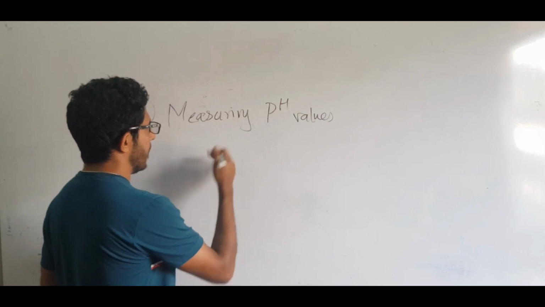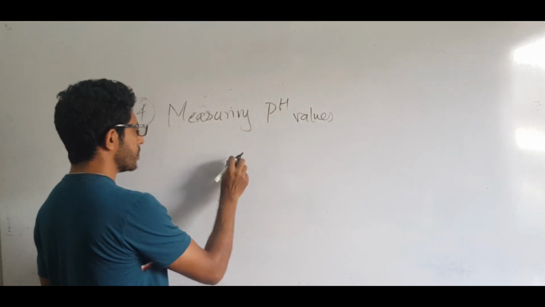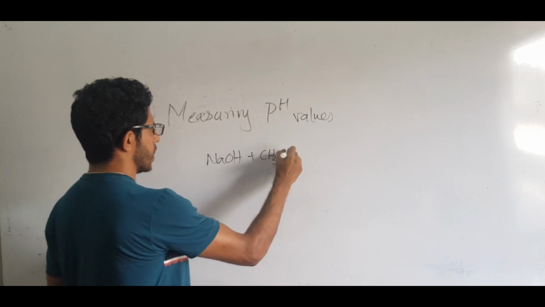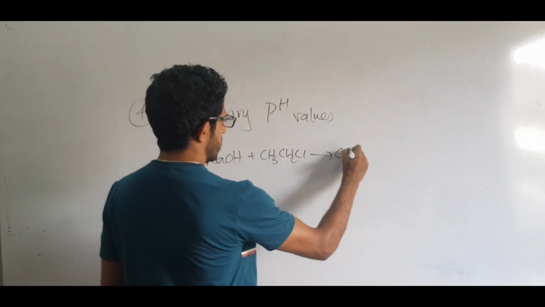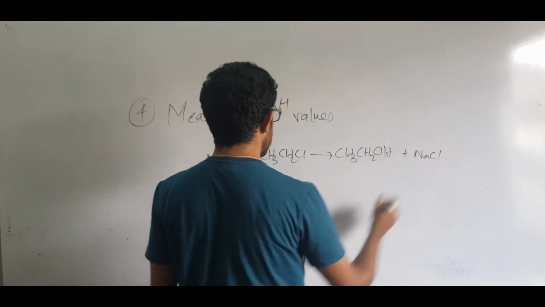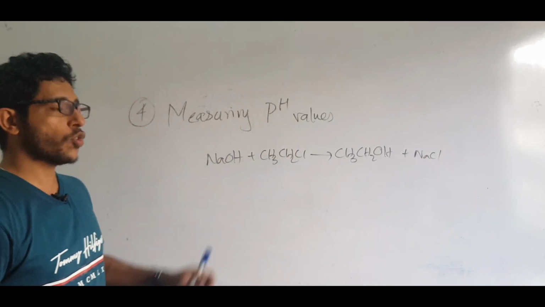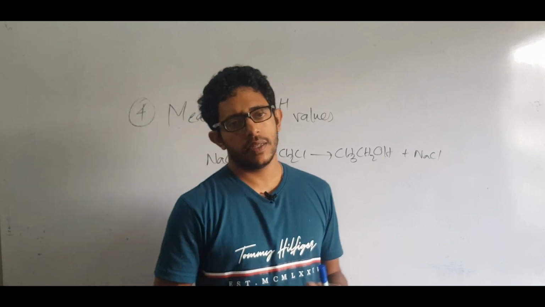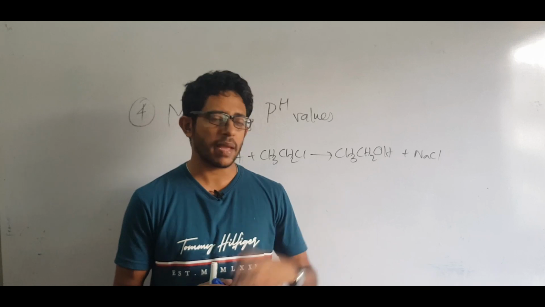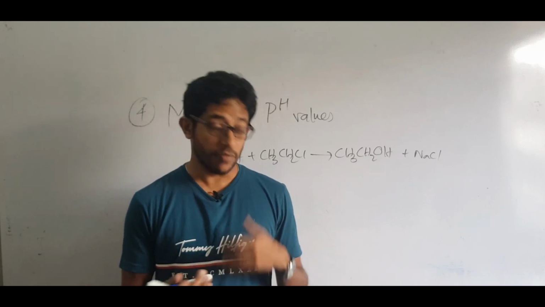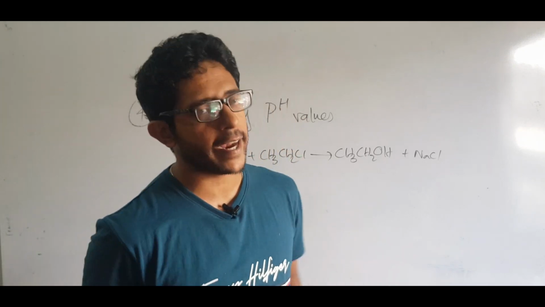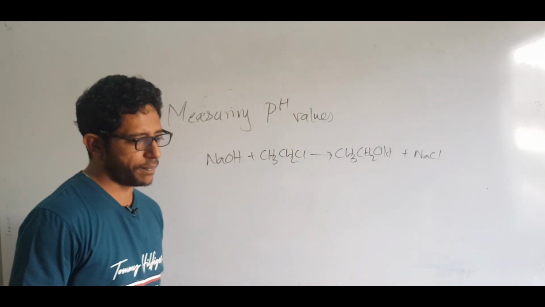So, let us say an acid or base is involved, in the reaction of sodium hydroxide with CH3CH2Cl, giving CH3CH2OH and NaCl. We can measure the pH because sodium hydroxide is a base. With time, sodium hydroxide is being used up, so we will be able to use the pH measurement to measure the rate of the reaction. So, that is the fourth one.